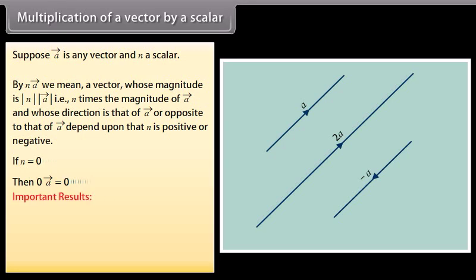Important results. mn times vector A equals m times n vector A. n times (vector A plus vector B) equals n vector A plus n vector B. (m plus n) times vector A equals m times vector A plus n times vector A.